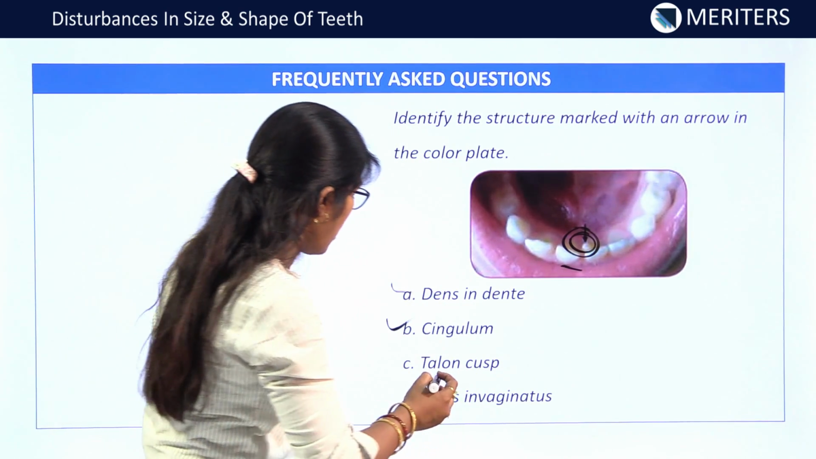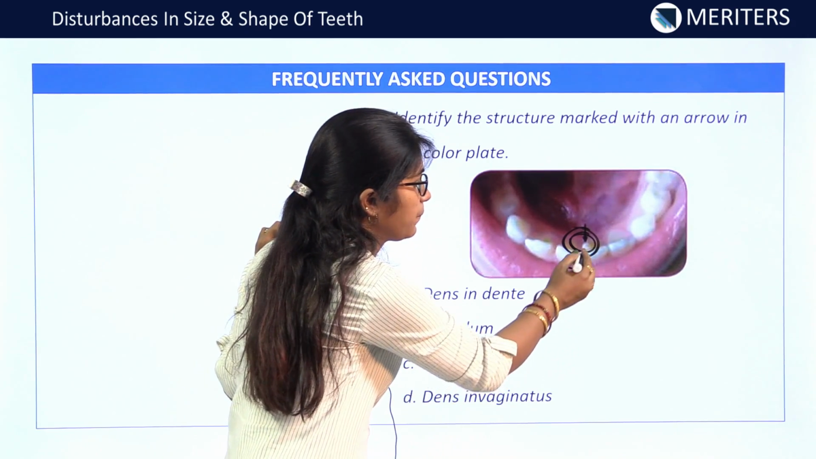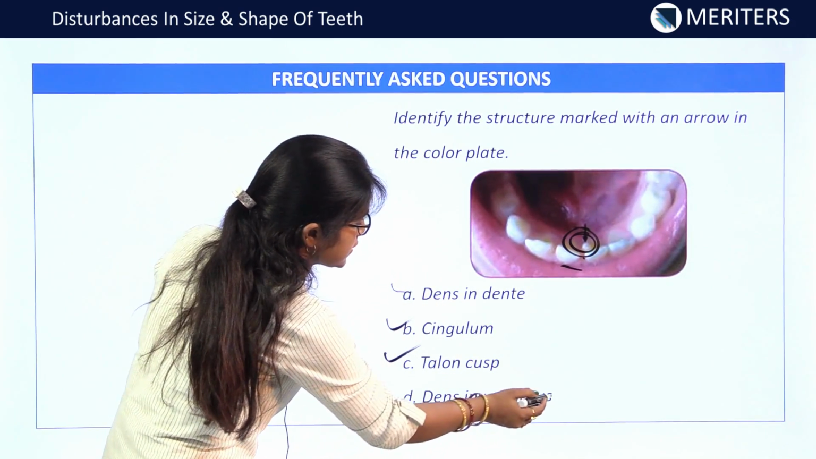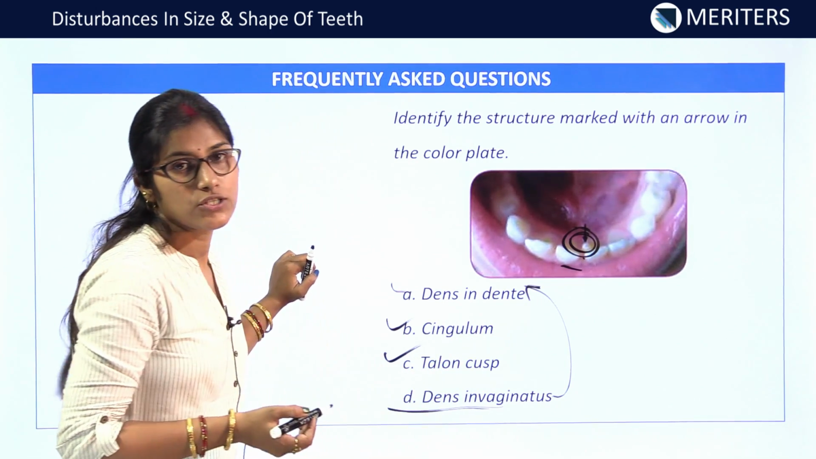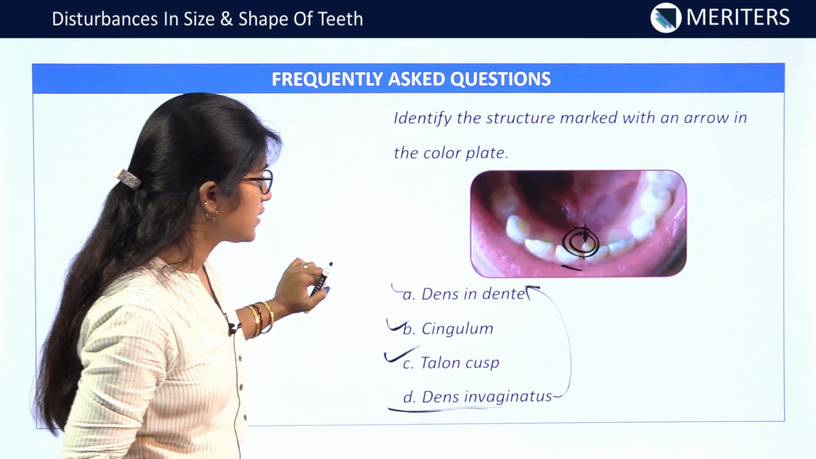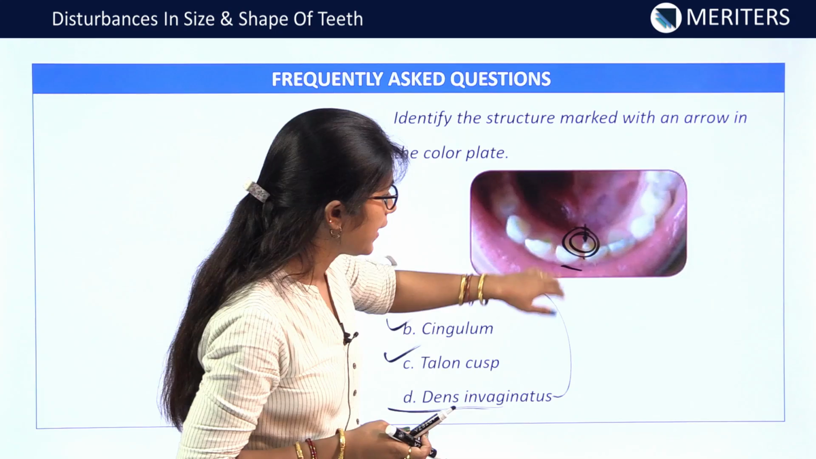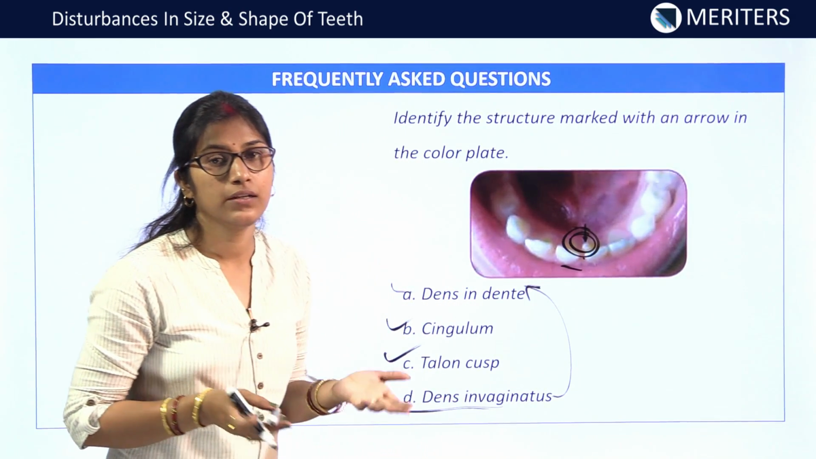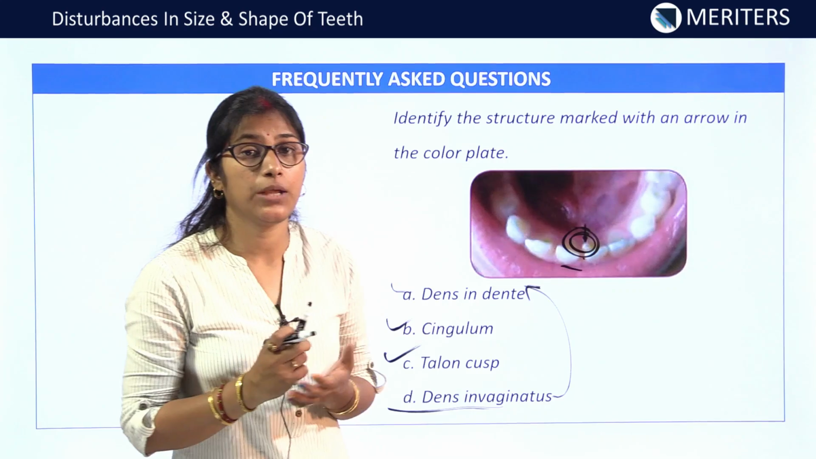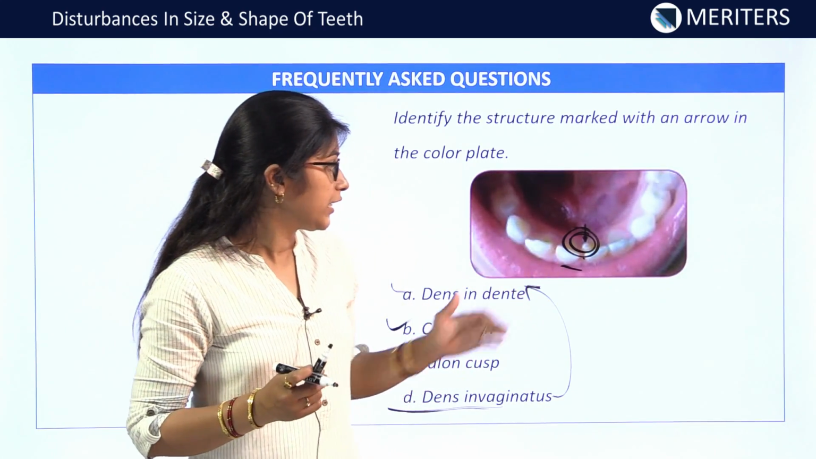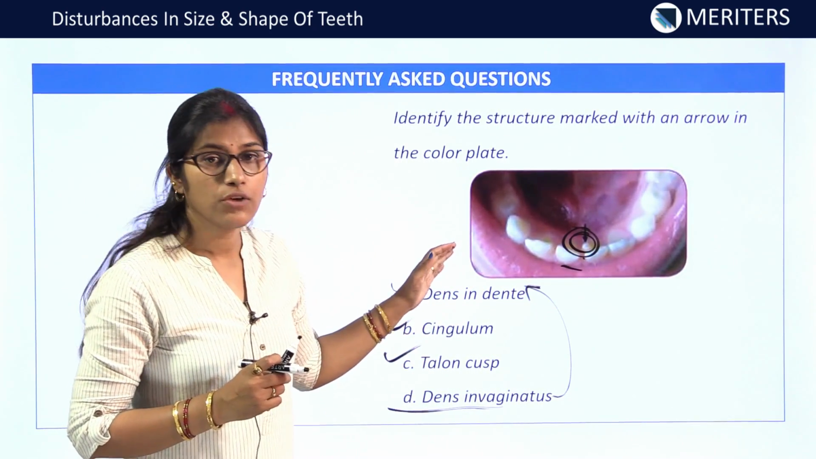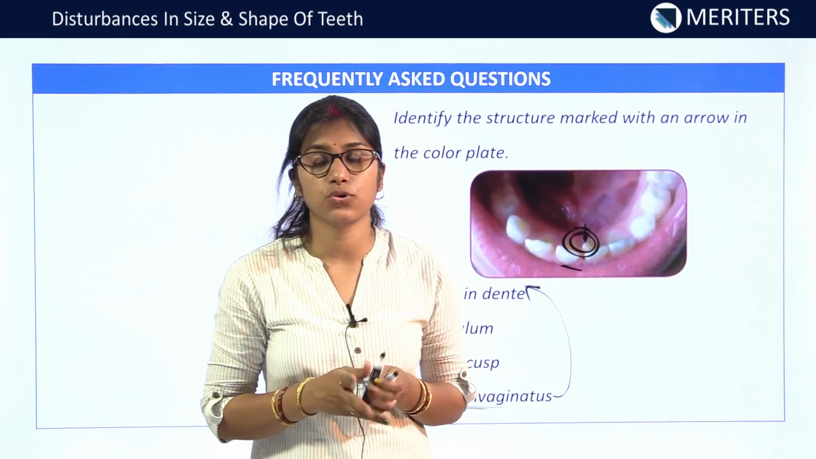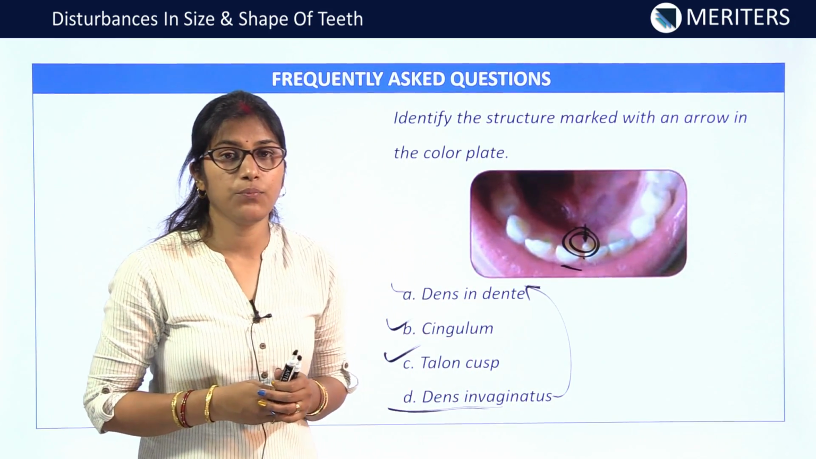Okay, now the next one is Talon's cusp. Yes, this should be Talon's cusp, because the fourth option, dens invaginatus, is the same as the first option. So here the answer will be Talon's cusp. You should be able to identify this anomaly, as you may get direct questions based on images. I have shown you lots of images and clinical features pertaining to each clinical condition. So these images are very important.